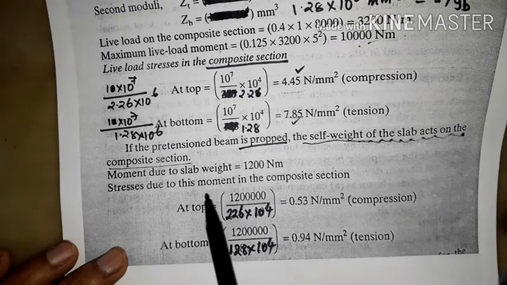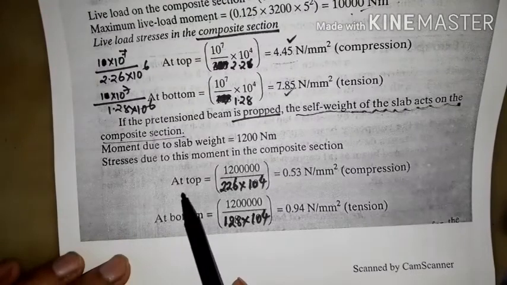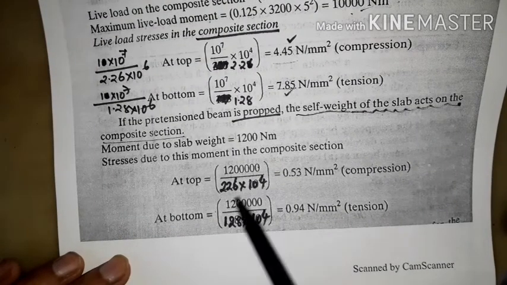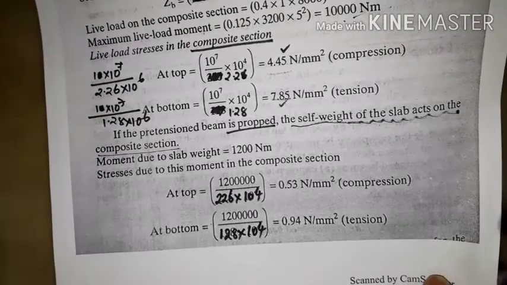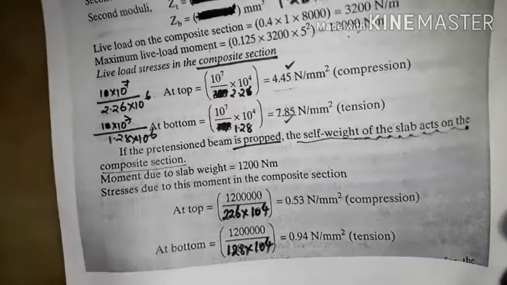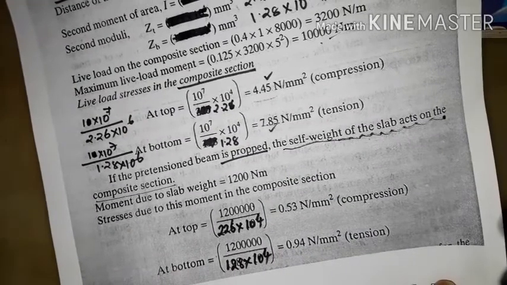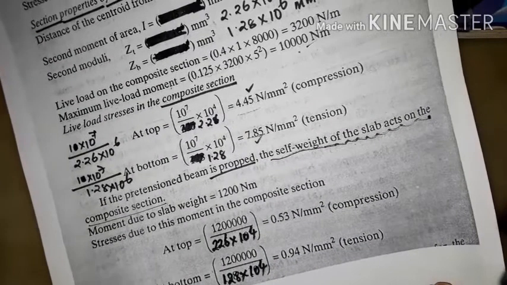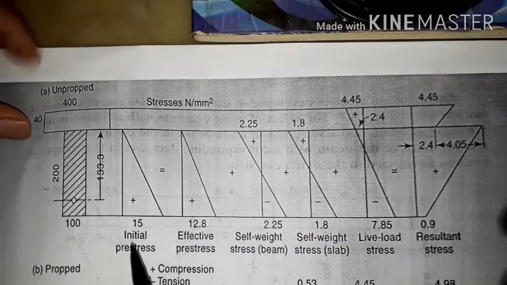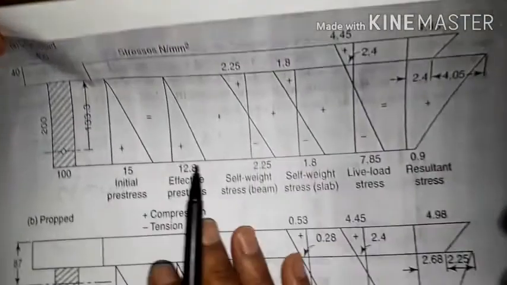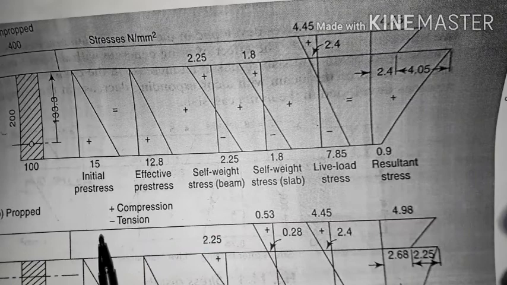Then the stress due to this moment in the composite section is, at top again, M by Z. So that is ZT and ZB you have to use. Okay. So after getting all these things, when I compile and want to produce that into a diagram, I can show you this. So this is for unpropped and propped. Okay. So here I will just show you.